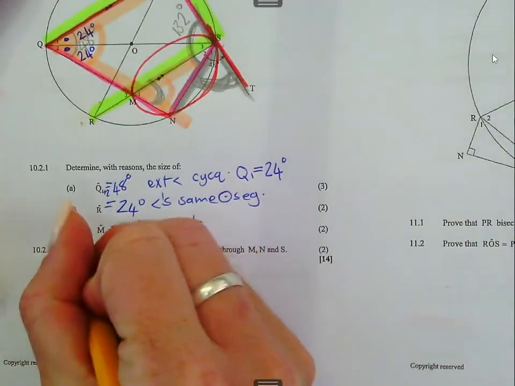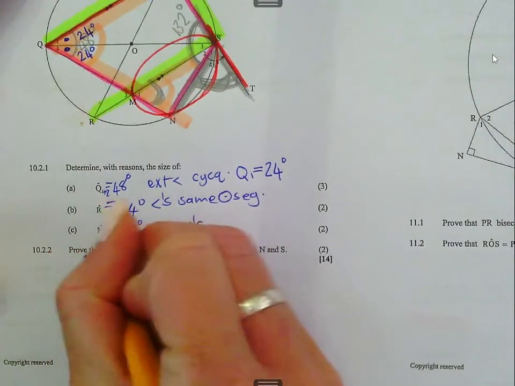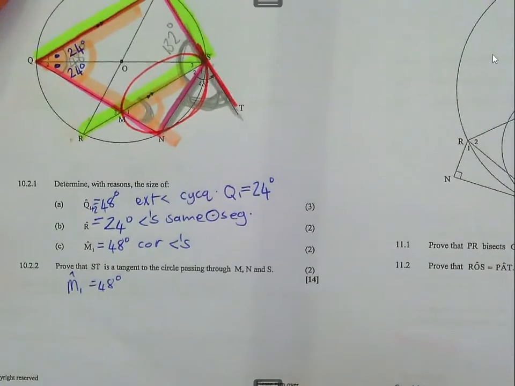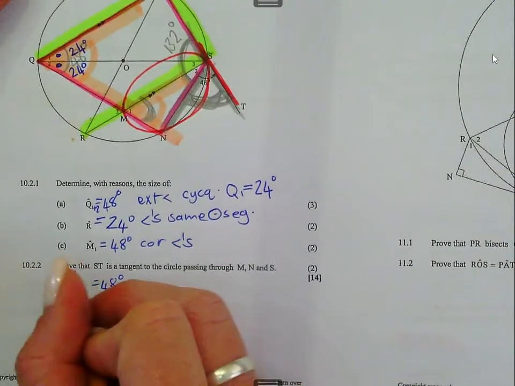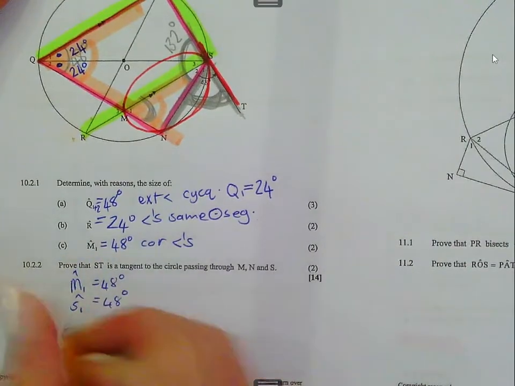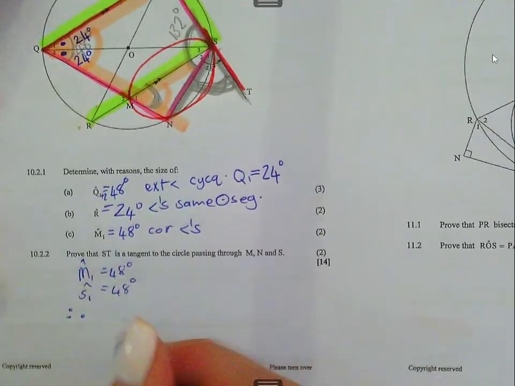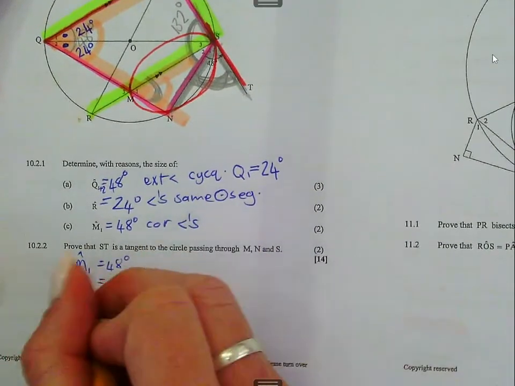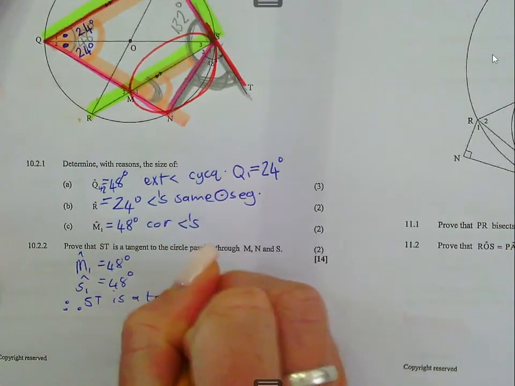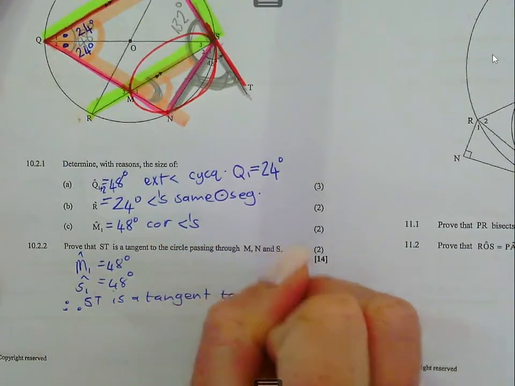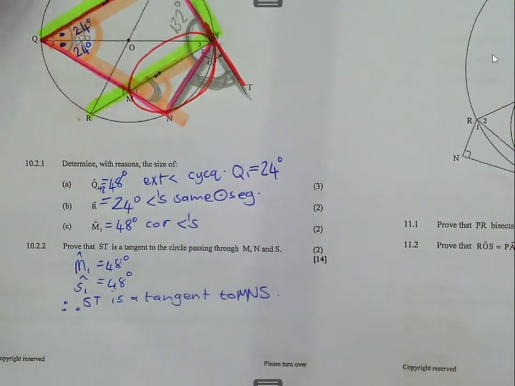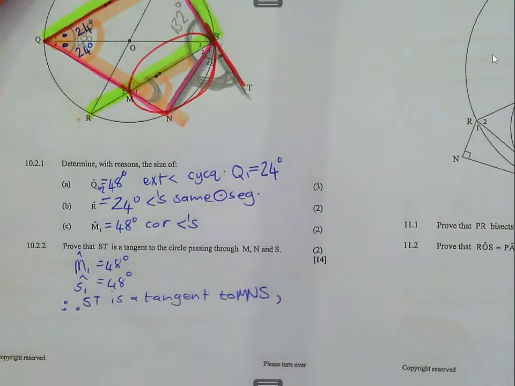Okay, so I'm going to write down. I say M1 is equal to 48, proven above. I'm not going to write proven above now, you know. And S1 is 48, given. Then I say thus. Look the way I write the reason. I say thus, ST is a tangent to MNS. You can say to circle MNS or MNS. It doesn't make a difference.